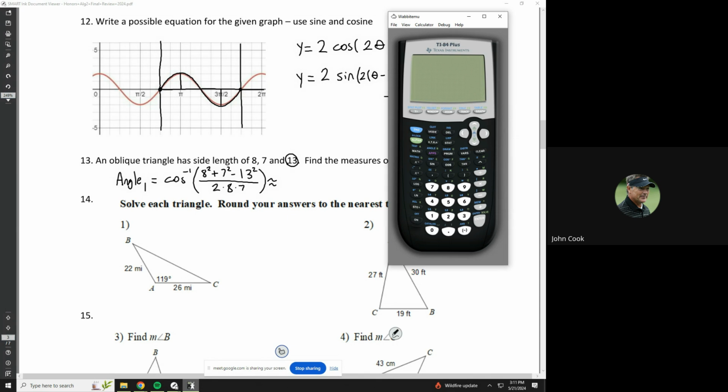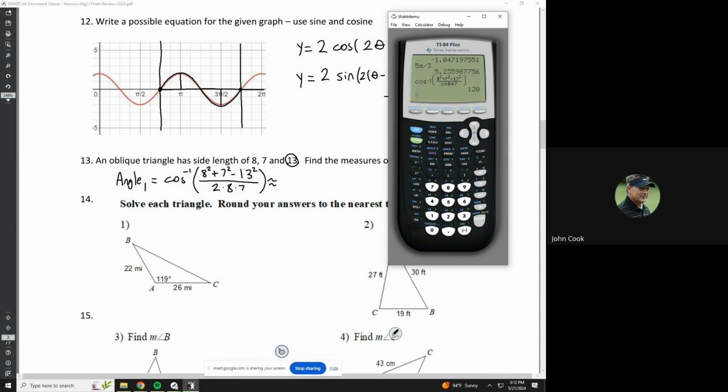I've got to make sure that I put this first in degree mode. Okay, and then cosine inverse of, and then it's going to be a fraction. There we go. And then it's going to be 8 squared plus 7 squared. Oops, that's inverse, darn it. There we go. Minus 13 squared all over, and then it'd be 2 times 8 times 7. Okay, and there we go. There's our answer. So it's 120 degrees.